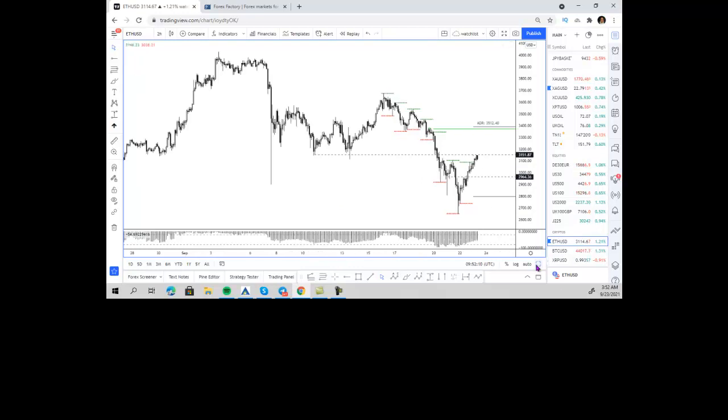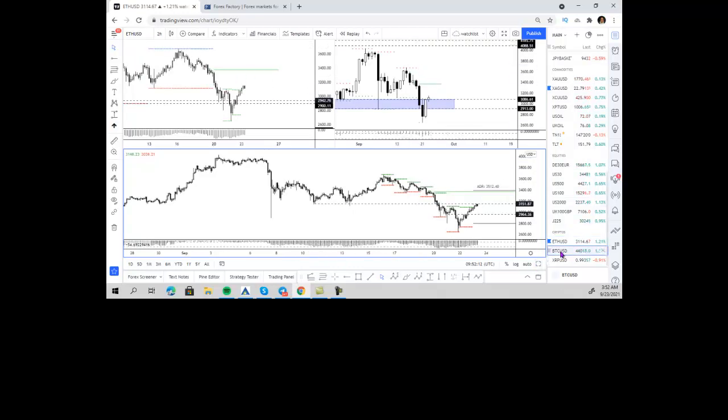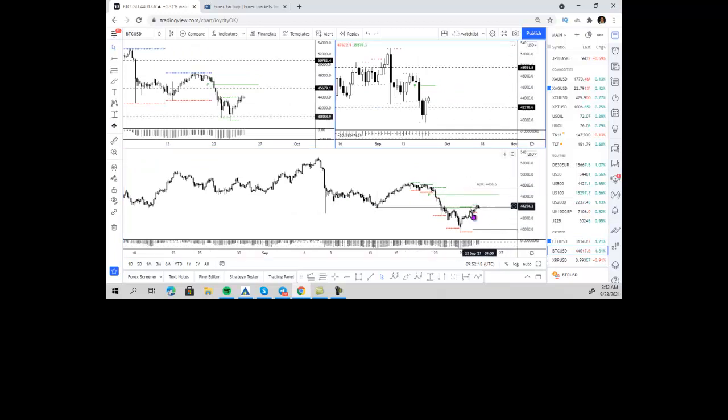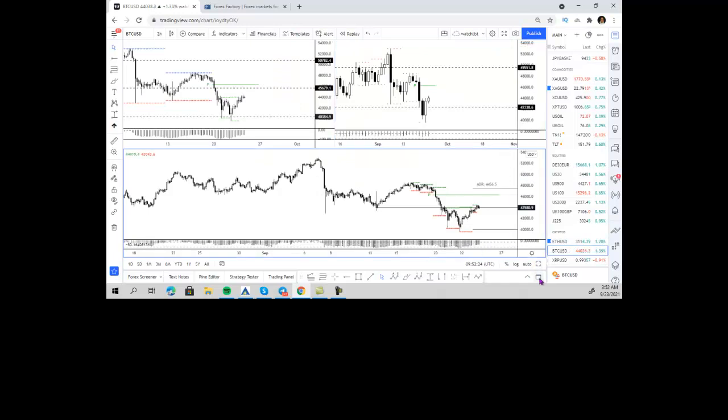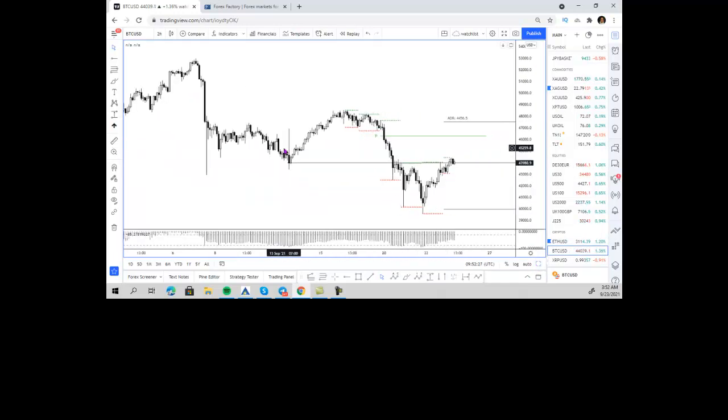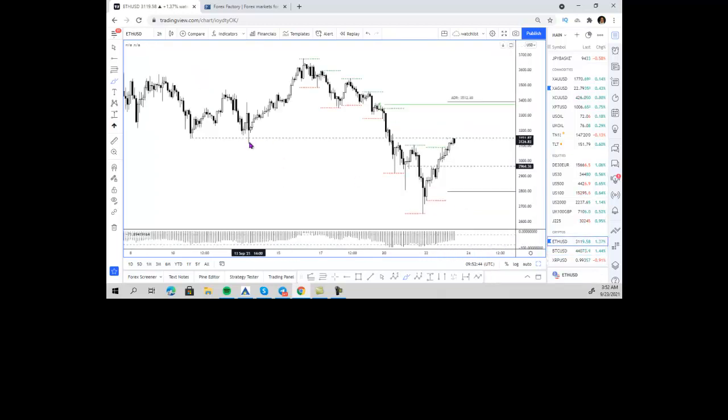Let's have a look at Ethereum and Bitcoin on the daily. Right, and both of these cryptocurrencies are retesting the previous broken lows. Let me show you Bitcoin first on the 1 hour chart. Right, so the retest in Bitcoin is not that clear in the sense that this hourly candle closed above the 44,000 level. But in Ethereum, that retest is super clear, right?